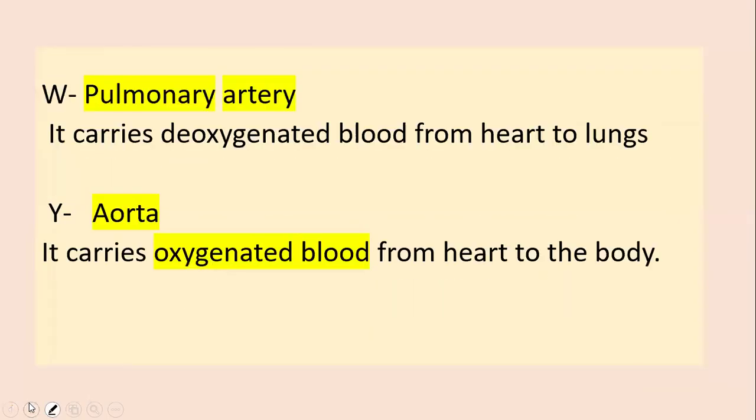So it carries deoxygenated blood from the heart to the lungs. So it is the only artery which carries deoxygenated blood. Other arteries in our body always carry oxygenated blood, that means high concentrated oxygen, from the heart to other organs.